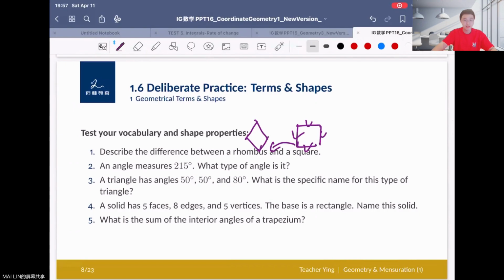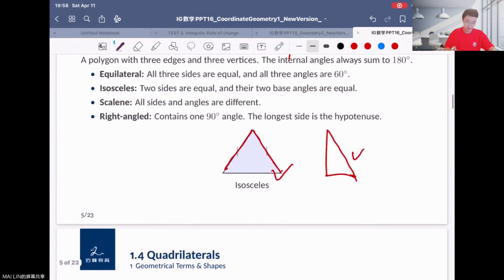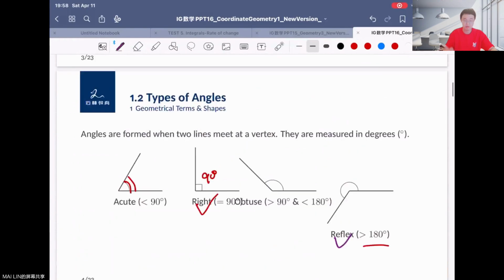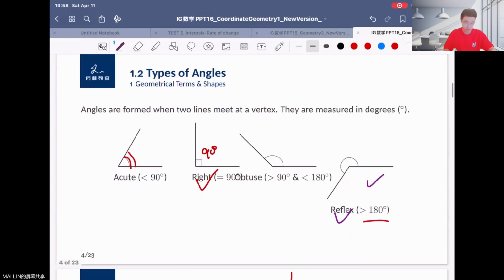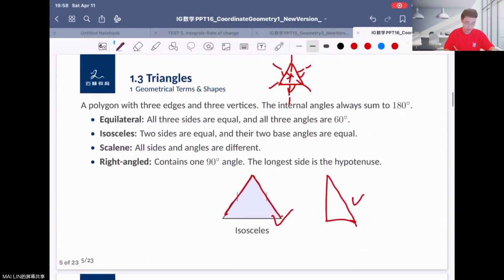The second question is: an angle measures 225 degrees, which type of angle is it? Going back to what we learned, you can find here it is a reflex angle, because 225 is bigger than 180. So we can use this word to describe the angle.